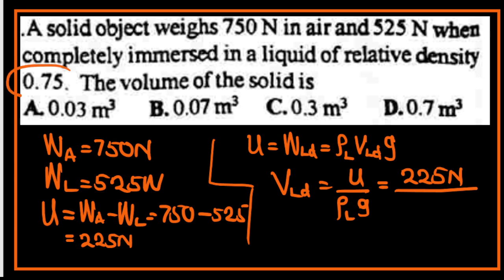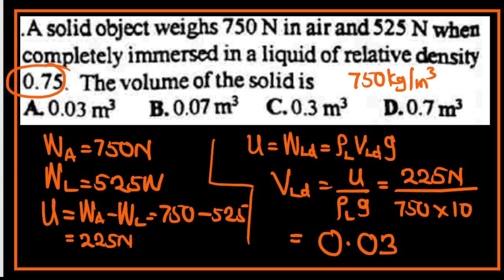Density of the liquid is given as 0.75. 0.75 also means 0.75 gram per cm cube, or simply 750 kilogram per meter cube. What I'm using here is the SI unit, so we have 750. Then times g, let's take our g as 10. So you have 225 divided by 750 divided by 10. So you are very much right. The answer is 0.03 meter cube. Right.